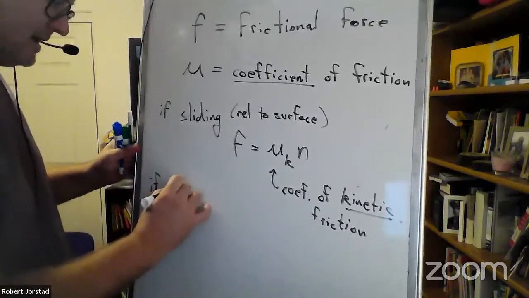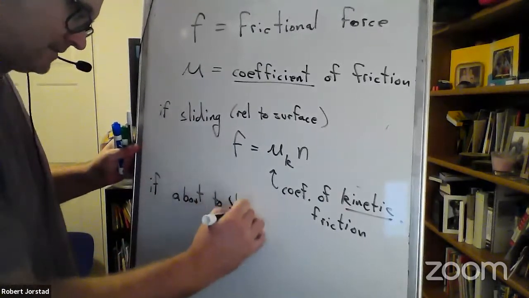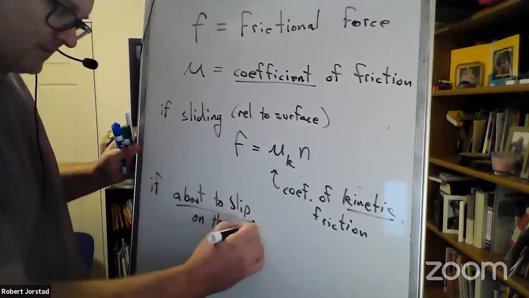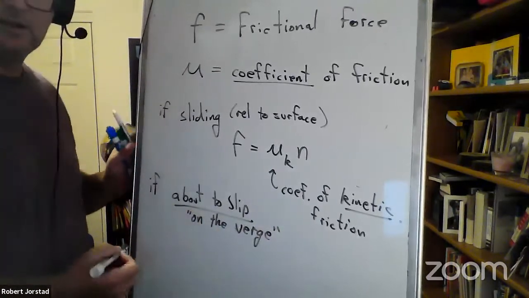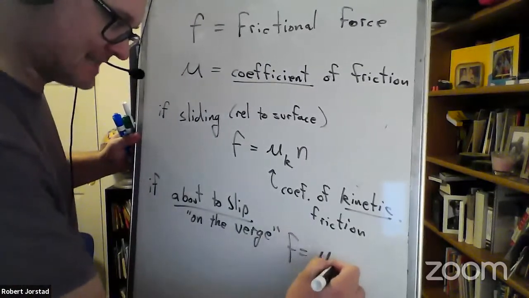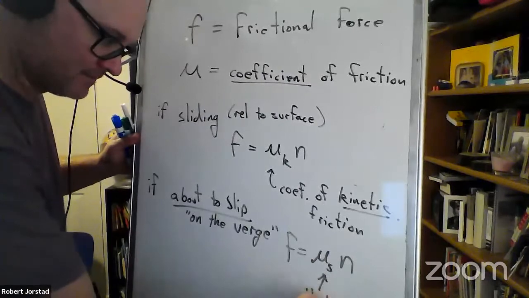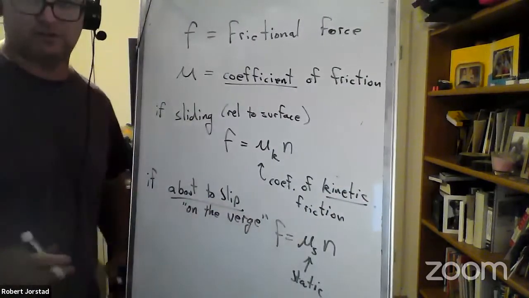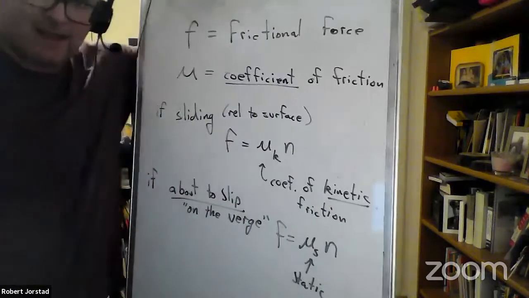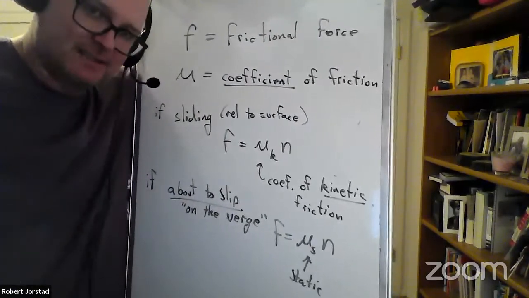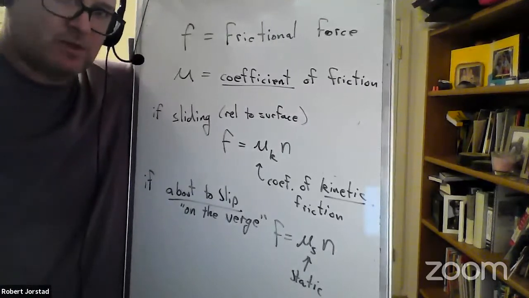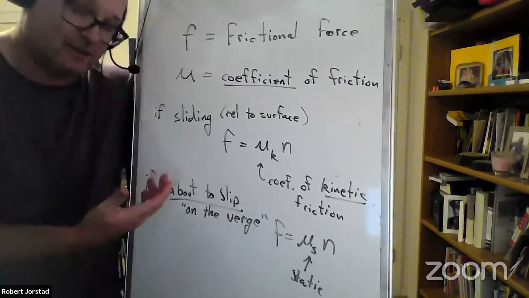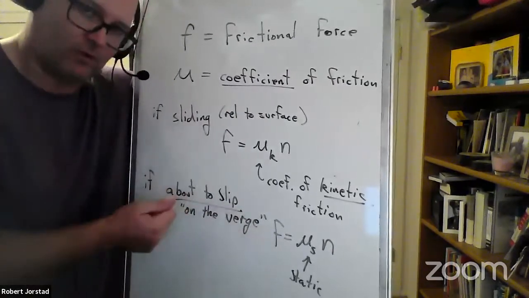All right, let's keep going. If about to slip, or sometimes we say on the verge of slipping. If you see these words, on the verge, that means friction is equal to mu static times the normal force. So that's a static coefficient. Otherwise, friction is just some value F, and we can't relate it to the normal force. Notice what's special about this here, people. This is a very special thing to use. It turns out the amount of friction usually relates to the normal force, not always.